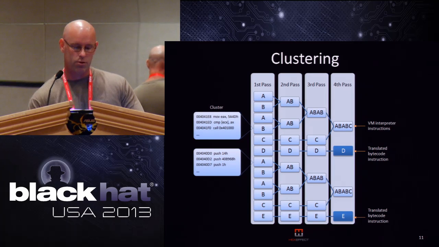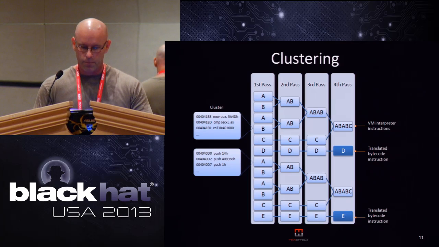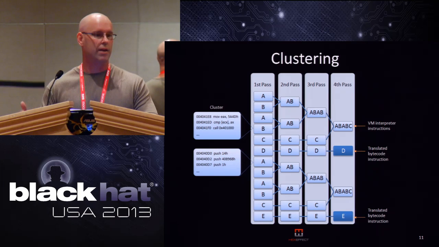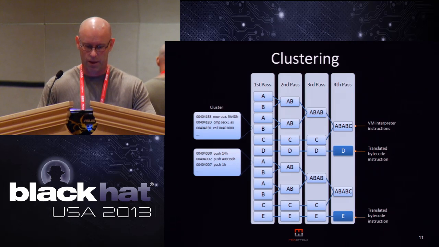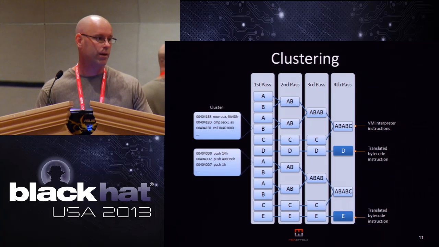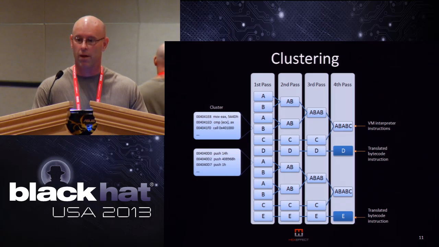The idea, as you can see on the fourth pass, is that the large clusters are going to be my virtual machine. So I can just weed those out, get rid of them, and not pay any attention. What's left is D and E, which I believe is going to be the translated bytecode. That's the part that I want to reverse engineer and I'm interested in, right?